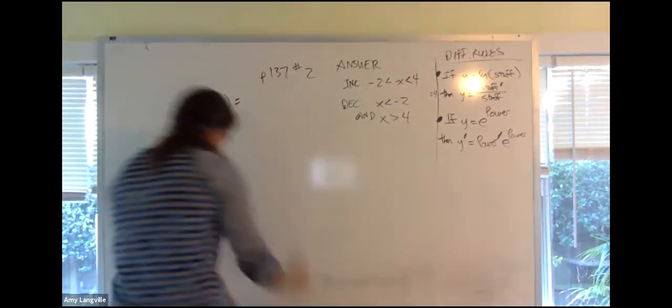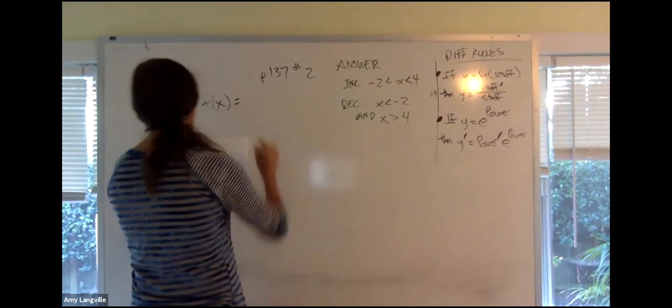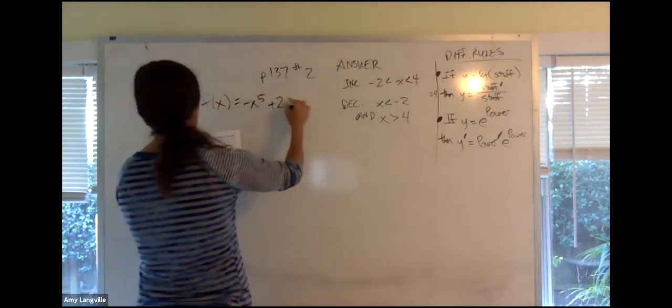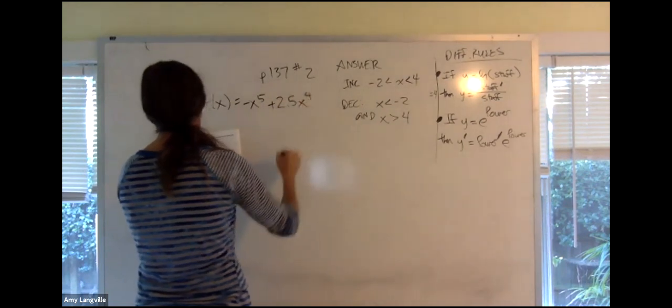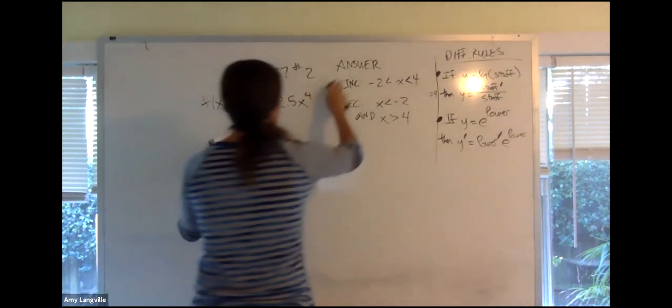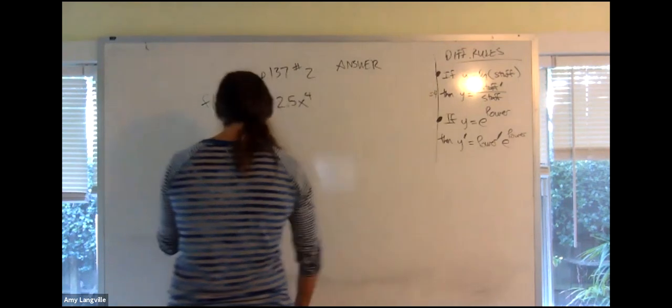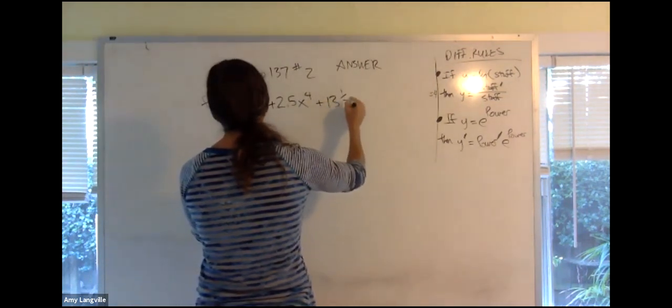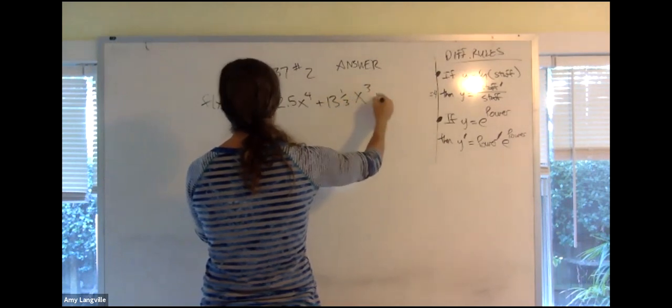Okay, so the function is minus x to the 5th plus 2.5 x to the 4th plus 13 1/3 x to the 3rd plus 5.